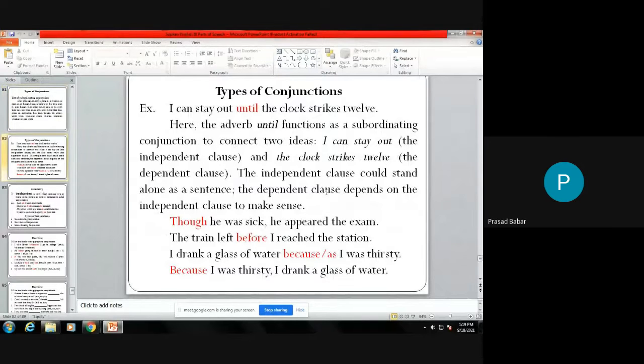Yes, we were at the exercise. We haven't completed the exercise, so let's see what is there in the exercise. The first example, let's discuss it. I can stay out.